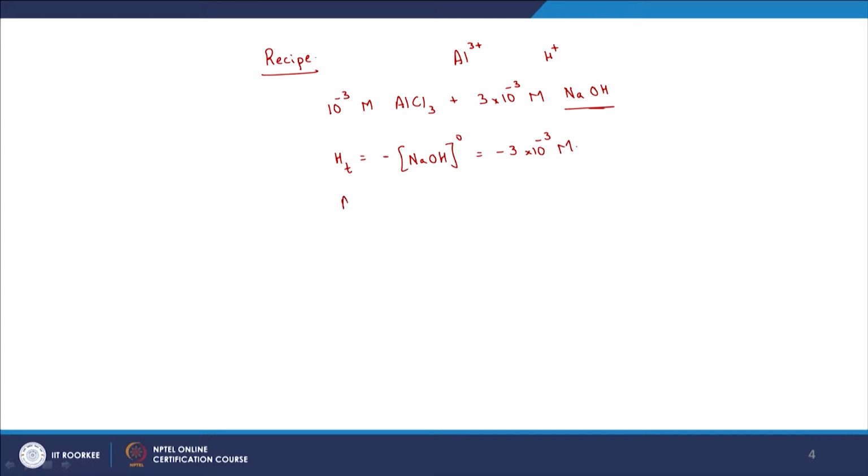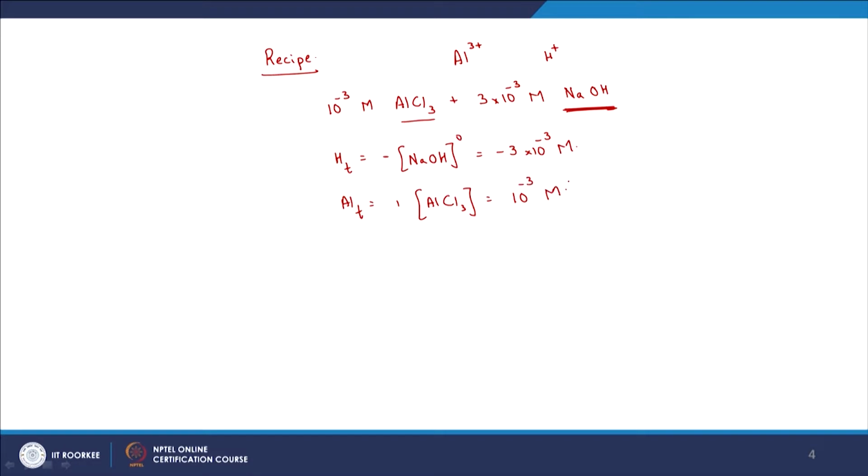And what about Al total? What are the sources of Al total here? Anything in NaOH? No. Any Al in NaOH? Not really. Any in AlCl3? Yes. So it's 1 times AlCl3, and that's going to be equal to 10 power minus 3 molar.